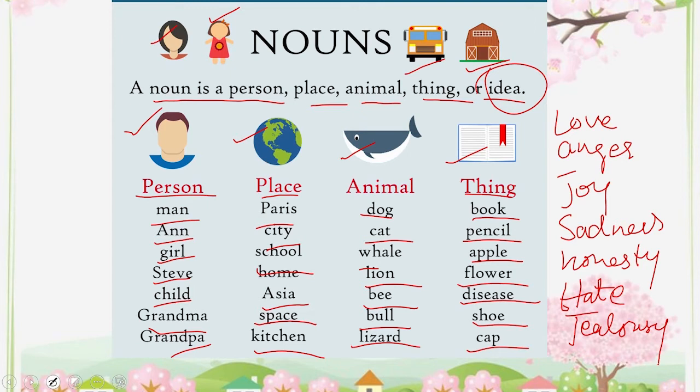So for now, this is enough. Person, place, animal, things and idea. These are the nouns. If you see around yourself, you will find lots of nouns.